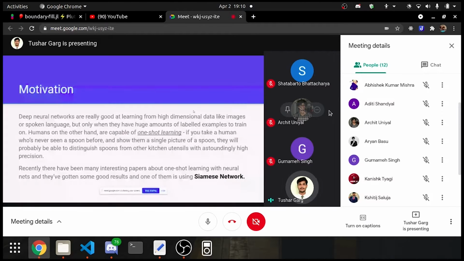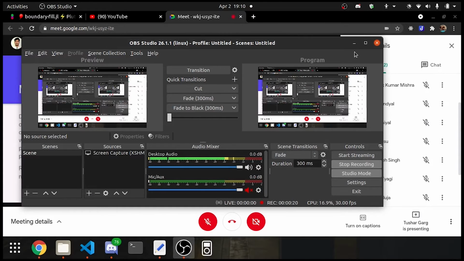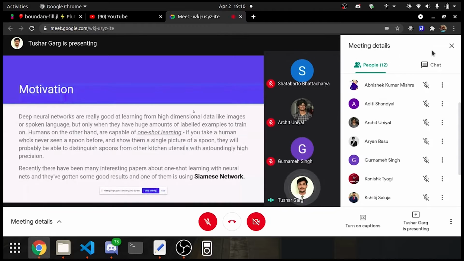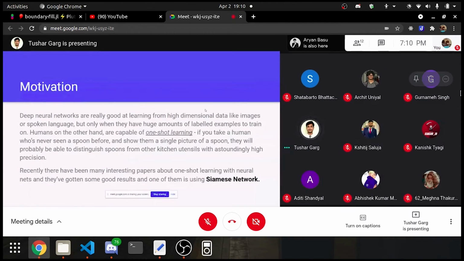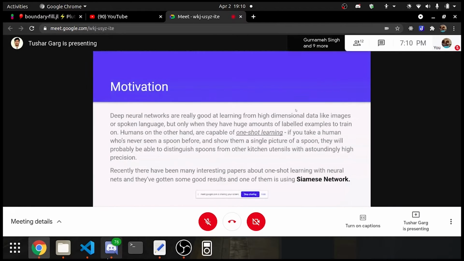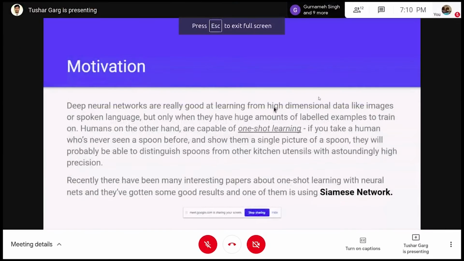Deep neural networks are really good at learning from high dimensional data. That is, deep neural networks need a large database prior in hand to work well. But on the other hand, humans are capable of one-shot learning. For example, if you take a human who has never seen a spoon before and show them a single picture of a spoon, they will probably be able to distinguish spoons from other kitchen utensils very well.